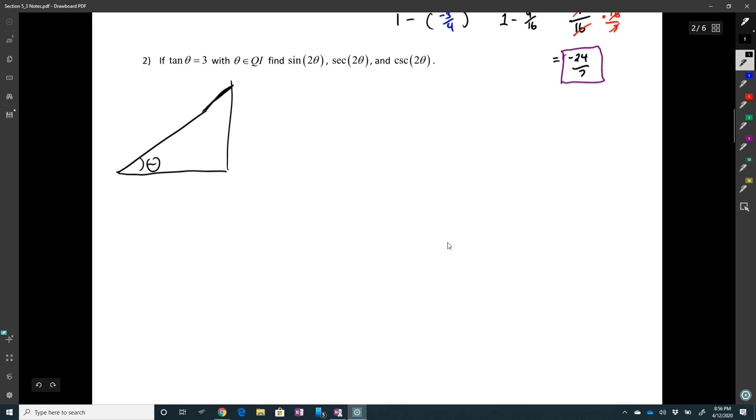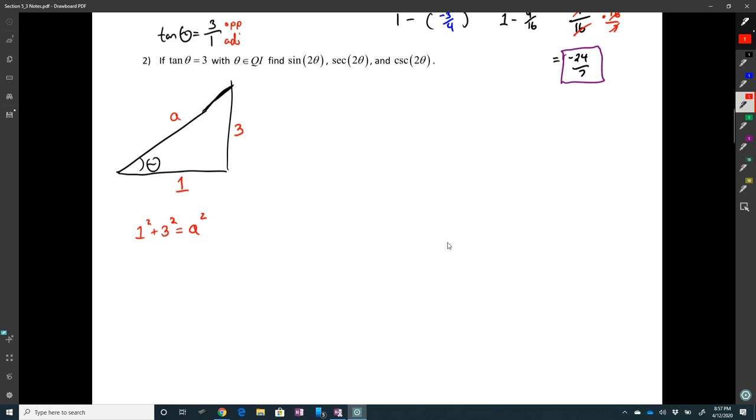And I know that tangent is equal to 3. So that means that tangent of theta is 3 over 1. That's tangent is opposite over adjacent. So that means that this is going to be the 3, this is going to be the 1. Okay, and so I go ahead and do the Pythagorean theorem. 1 squared plus 3 squared equals the other side squared. I'm going to call it a.